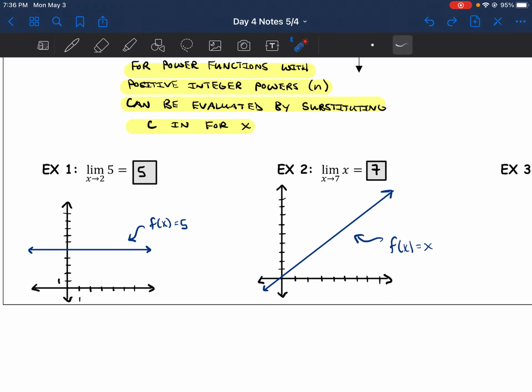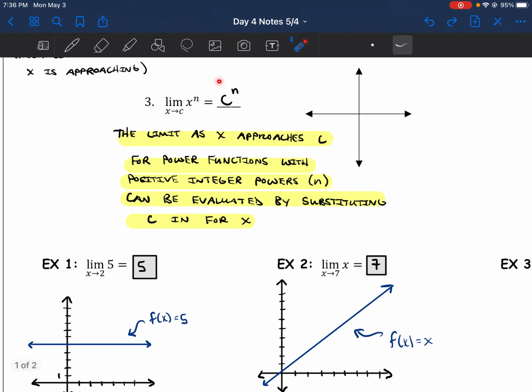Notice this is really a power function with an exponent of 1, which still meets this criteria. Remember, to meet this criteria and just be able to plug c in for x, you just have to have a power function with a positive integer exponent. Well, 1 is technically a positive integer exponent, so we're really just taking the 7 what the x is approaching, and we're plugging it in for the x right there.